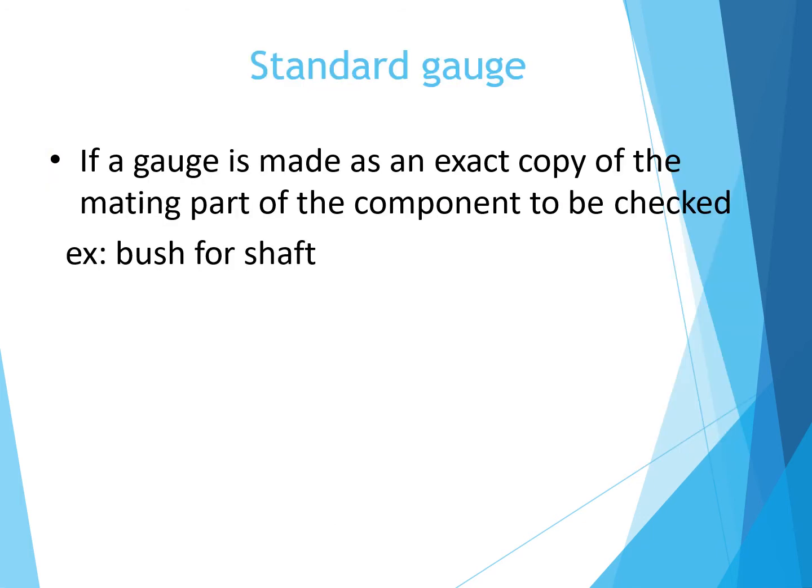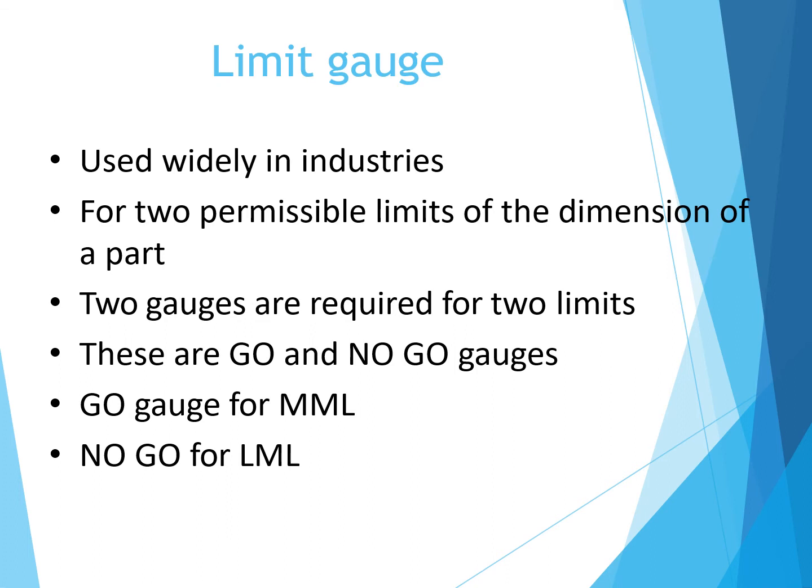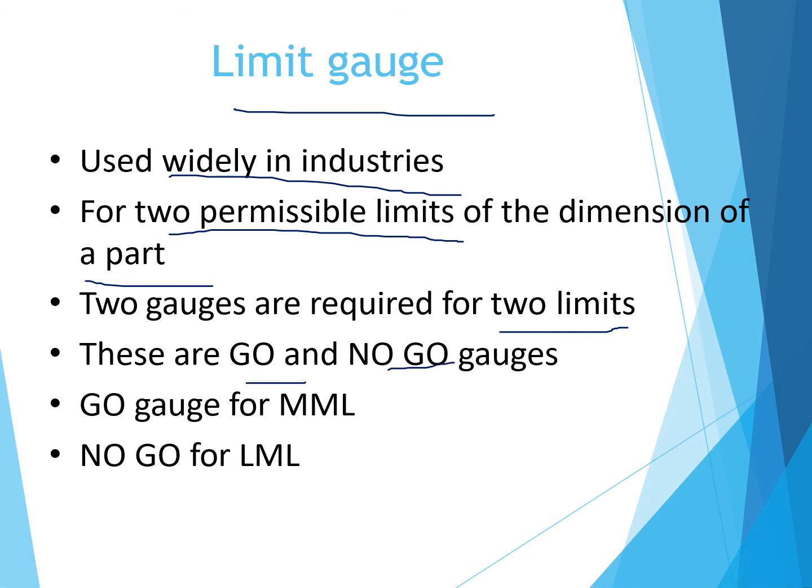A standard gauge is made up of an exact copy of the mating part of the component to be checked, for example a bush for a shaft. Then limit gauges. They are widely used in industries for two permissible limits of dimensions of the parts. So when two limits are given to us, I can use these limit gauges. Two gauges are required for two limits, the go gauge and the no go gauge. Go gauge is to check the maximum material level, and no go gauge is for the minimum level.